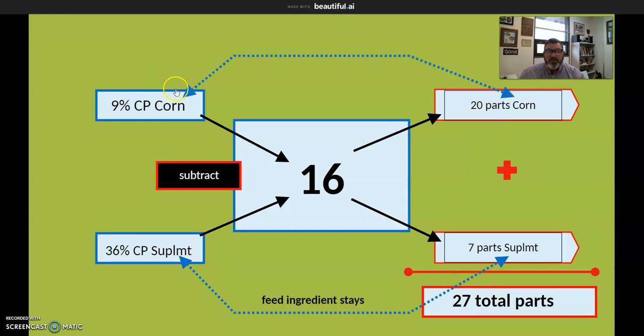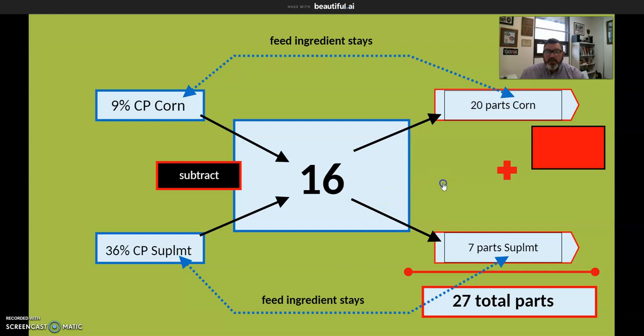Just as a reminder, these feeds stay here. We subtract diagonally, but that ingredient does not go with it. The corn, if you have corn on the top, corn stays on the top. If you have supplement on the bottom, it stays on the bottom. So don't drag the ingredient with the number. That's a very common mistake that many make the first few times that they're doing the Pearson square. So as we add 20 parts corn and 7 parts supplement, we get a total of 27 total parts.